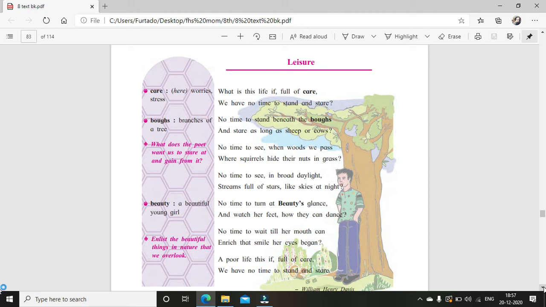But we do not have time for that. We just pass by, and we do not even have time to watch the squirrels as they take their nuts. Squirrels like nuts, and they save them. Why do you think they are hiding their nuts? They are saving the nuts for a time when they will have no food to eat.